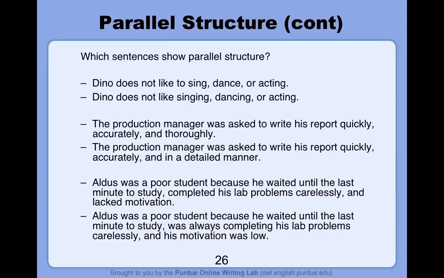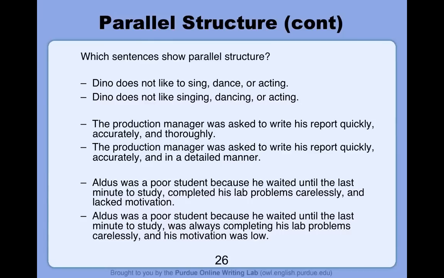And finally, the third pair of sentences. Aldous was a poor student because he waited until the last minute to study, completed his lab problems carelessly, and lacked motivation. The second version is Aldous was a poor student because he waited until the last minute to study, was always completing his lab problems carelessly, and his motivation was low. The first sentence is parallel. There are 3 verb phrases in the past tense form.